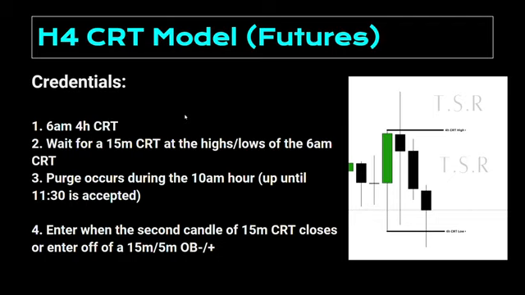Firstly, we're talking about the 4-hour time frame. We want to locate the 6 a.m. 4-hour CRT. This means locate the 6 a.m. 4-hour candle. In this scenario, this is the 4-hour candle of 6 a.m. You then wait for a 15-minute CRT at the highs or lows of the 6 a.m. CRT. In this scenario to the right, you would want a 15-minute CRT at the highs of this 4-hour CRT.